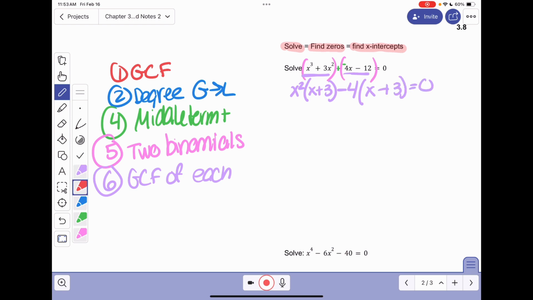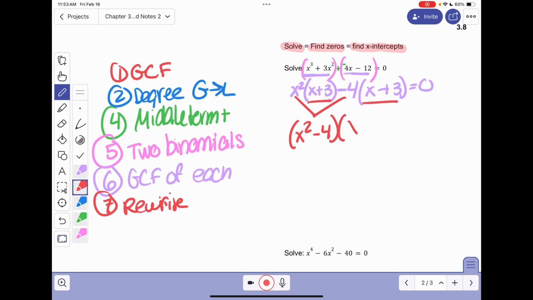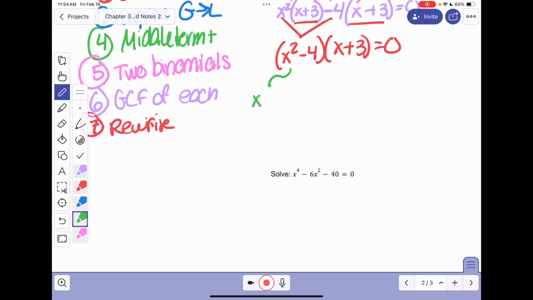Now that we've done those, we're going to rewrite this as two binomials. So we take the numbers we pulled out, x squared minus 4, and then we take the parentheses that's the same and slide it down. So we have x squared minus 4, and we have x plus 3 equaling 0. Now we use the zero product property to solve. So x squared minus 4 equals 0. We add 4 to both sides. We get x squared equals 4. Take the square root, so we get x is positive or -2.